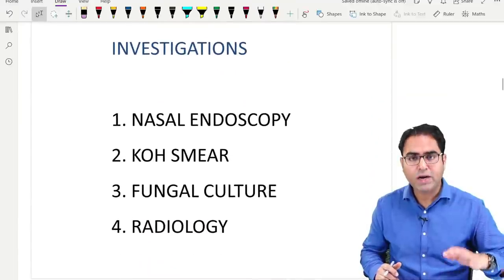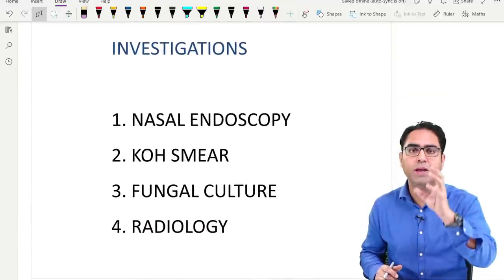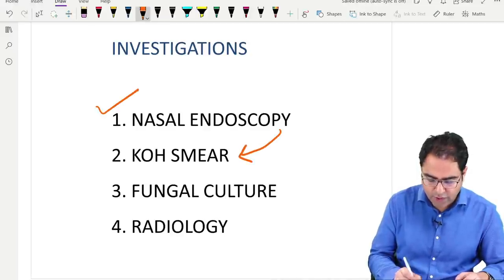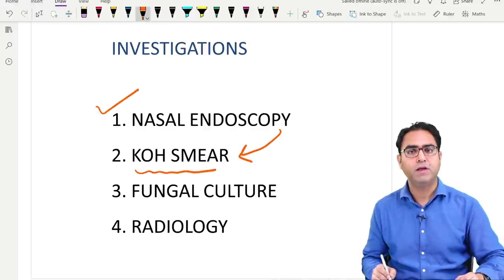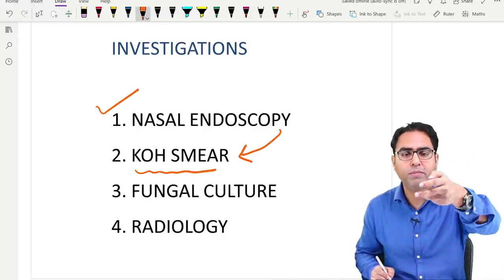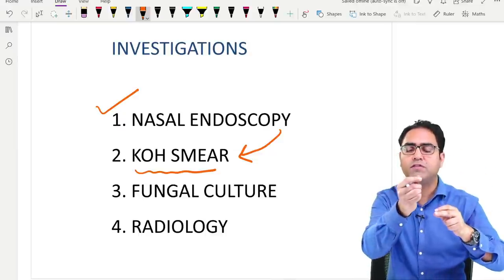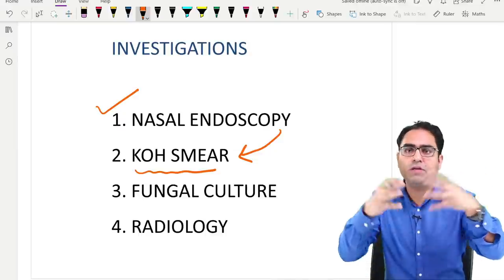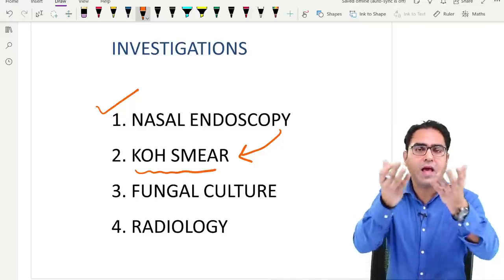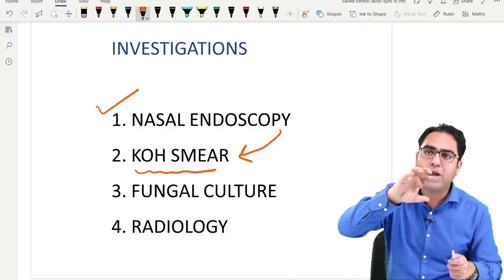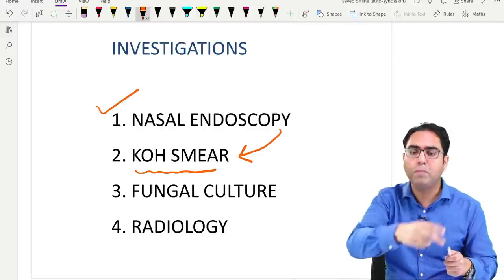Very importantly, what are the investigations which we do in a patient with mucormycosis? We do nasal endoscopy. Why? We want to take the KOH smear, beta. It's a histopathological diagnosis. Please understand, beta. We have to take a biopsy kind of thing, not just a minimal secretion. The mold is everywhere. It's a commensal. You can have mold in your nose, not a problem. I have to take a tissue diagnosis, beta. It is not a microbiological diagnosis only. It's a histopathological diagnosis, beta.